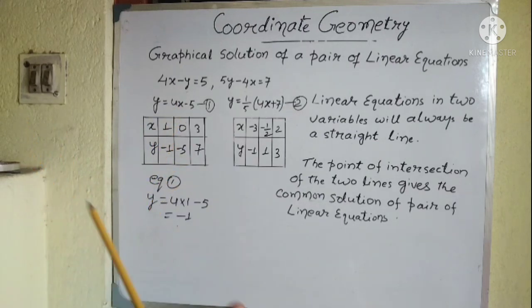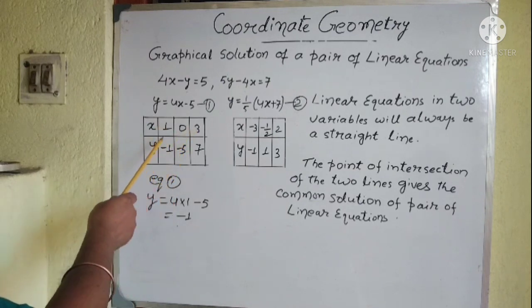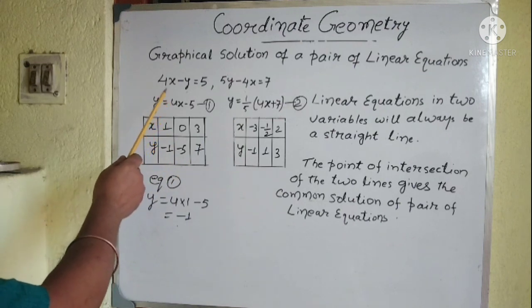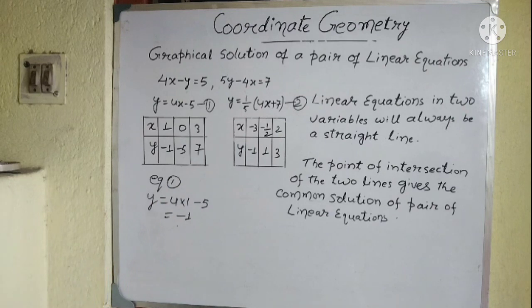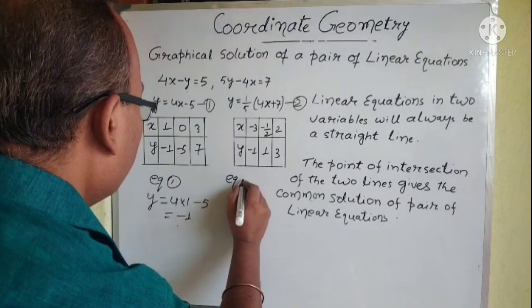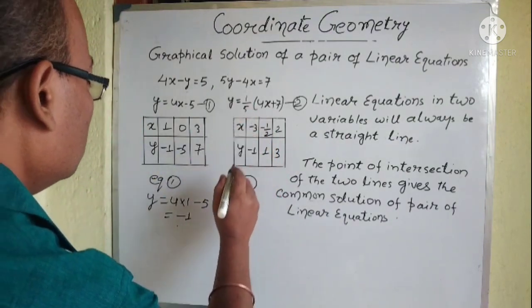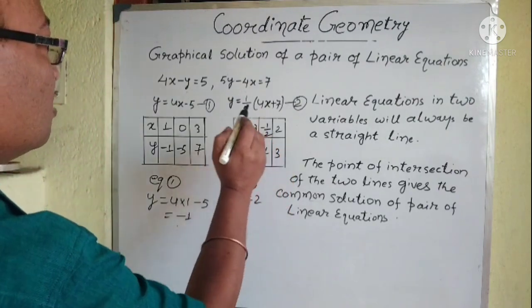You have to take 3 corresponding values of x and their respective values. After substituting the value of x, you are getting the values of y. So similarly, here also you take equation 2 and substitute the value of x. Suppose I am taking x is equal to 2 and I am showing you this value.